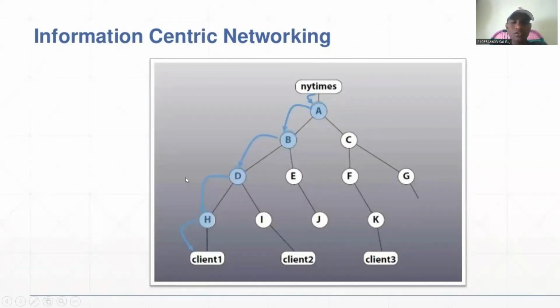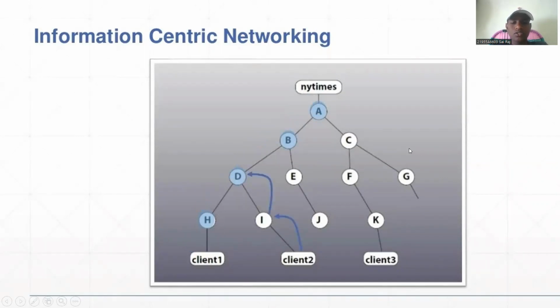After the server receives the request, it will check whether it is secure or not. Then the server will send the information to the client using the secure connection. Here we can see it goes from server to A, A to B, B to D, D to H, and H to client. Client 1 asked for the information, and client 1 received the requested information from the server.